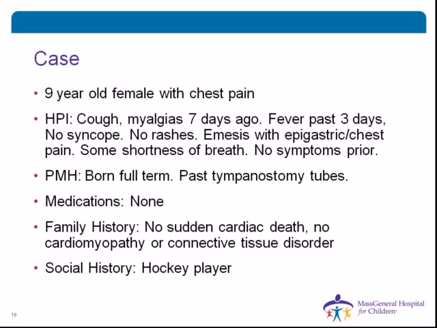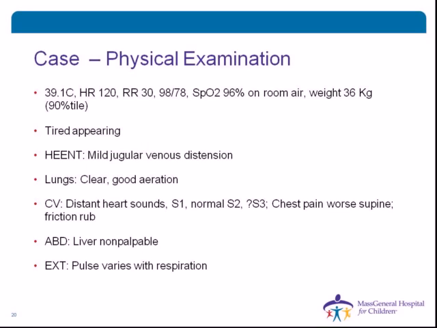Past medical history, she was born full term, had tympanostomy tubes in the past. Medications were none. Family history was negative. She was a hockey player. On physical examination, she was noted to be febrile to 39.1, tachycardic, somewhat tachypneic with a respiratory rate in the 30s, normotensive, oxygen saturations normal on room air.